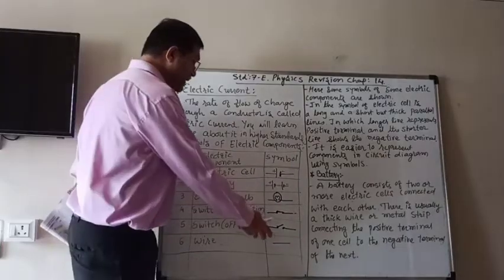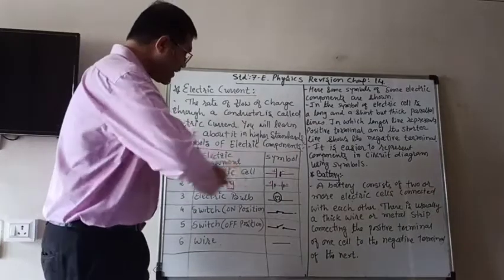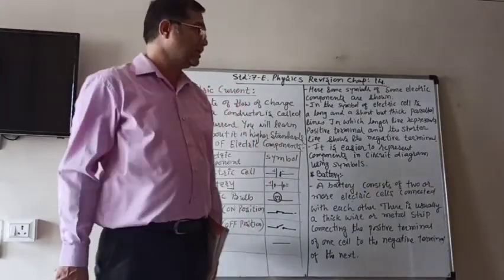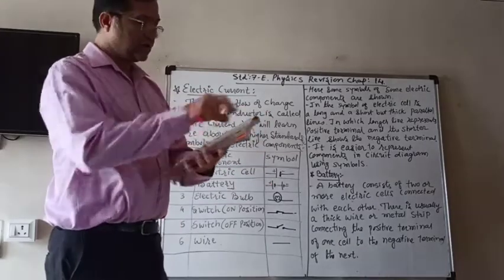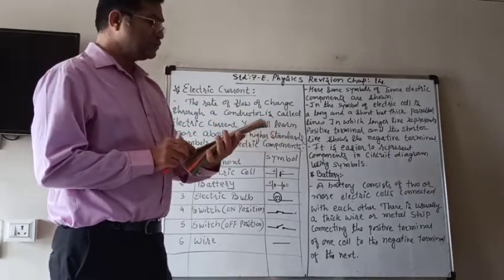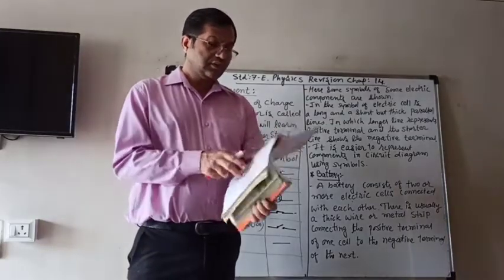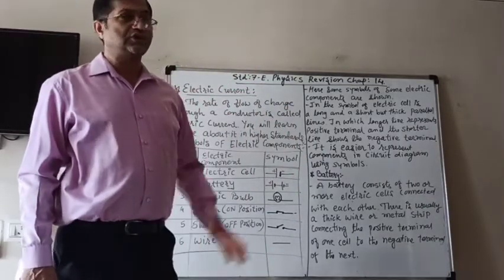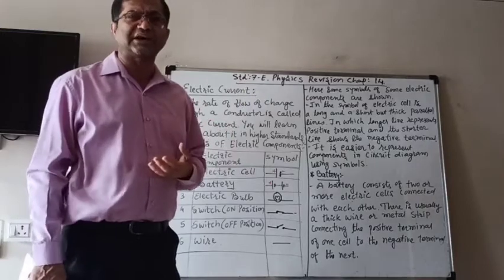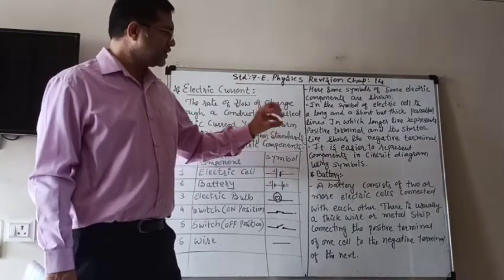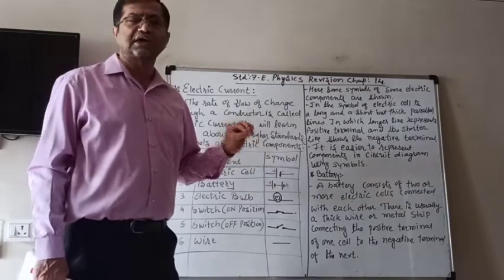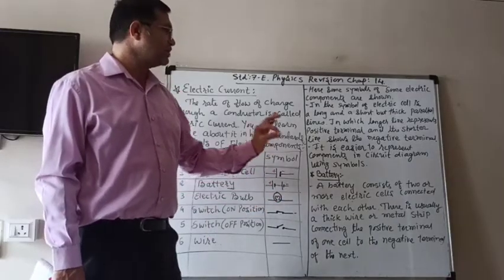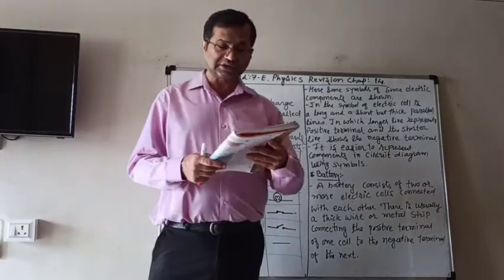And the last thing is the wire. To represent the wire, we use a simple line. When there is a line, then it represents a wire. So in this way, maybe in the higher standard you will learn more symbols also, because there are so many electric components. But here, for this standard, we use only the very basic components which are useful in the electric circuit diagram.